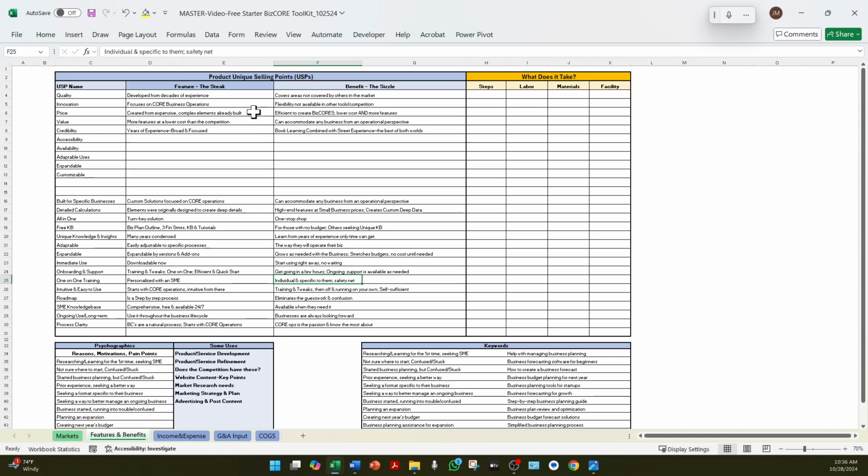The feature is the steak, commonly referred to. What is it? What is that aspect of what you sell that is most relevant to the quality of your product as a selling point?